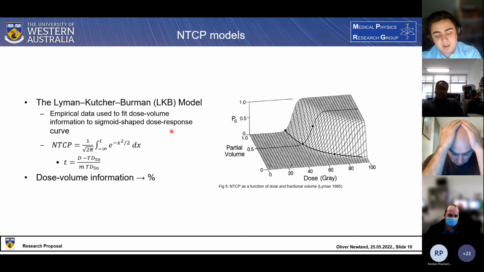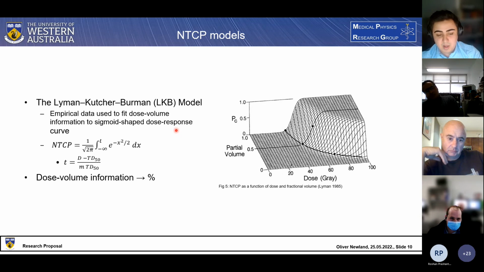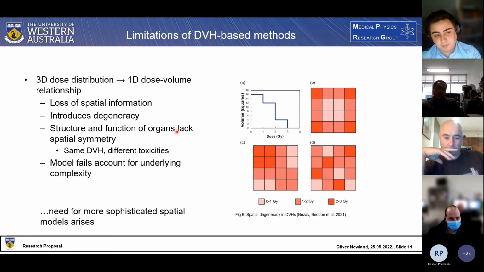So the advantage of using dose volume information or NTCP models is basically reducing that information to a single number, which will indicate the potential for side effects.